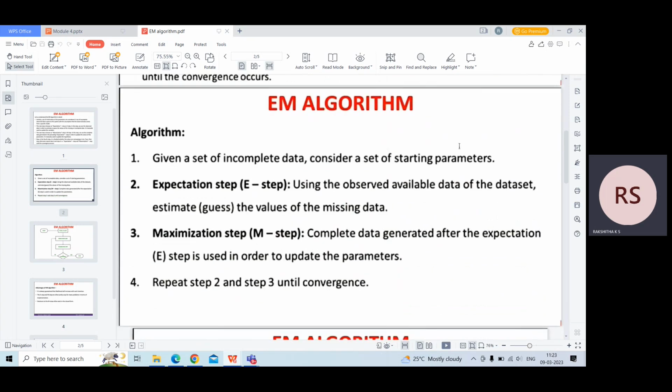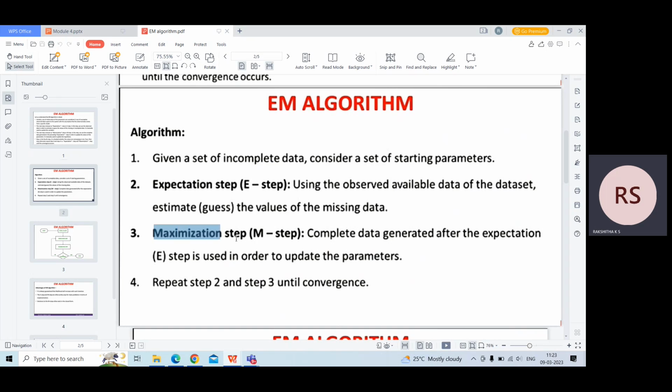So in the first step, given the set of incomplete data, consider the set of static parameters. First we need to give the incomplete data and set the parameters. Whatever parameters they have given, we need to set the data. And again, one more thing is the expectation step. In this expectation step, we observe the variable data, and we do the expectation, or guess, of whatever missing data can be given in the value.